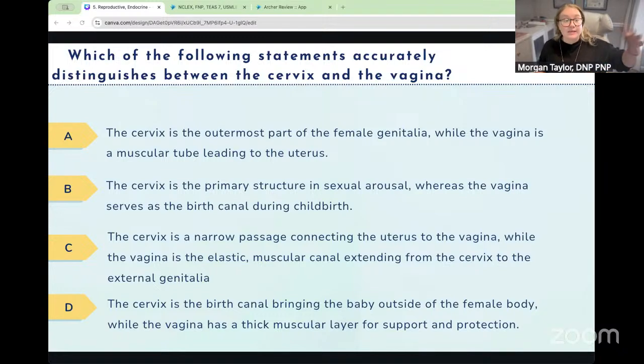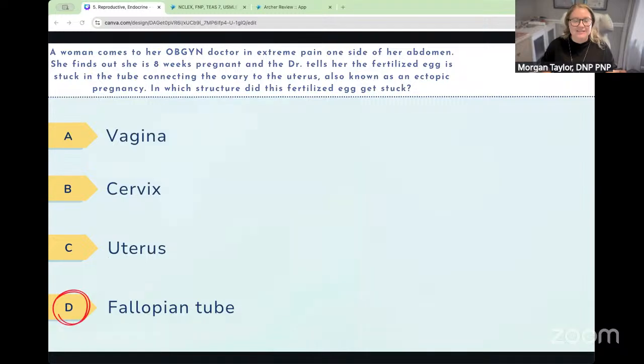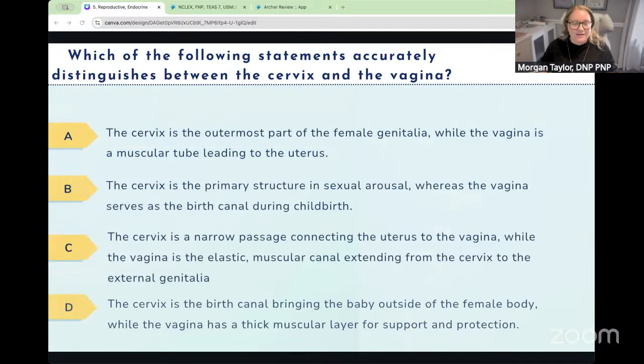Now, C, the cervix is a narrow passage connecting the uterus to the vagina. Yes, we know it's that gate from inside to outside. While the vagina is an elastic muscular canal extending from the cervix out to that external genitalia. Yes, ding, ding, ding. We got a winner. C is absolutely correct. And then why was D wrong?